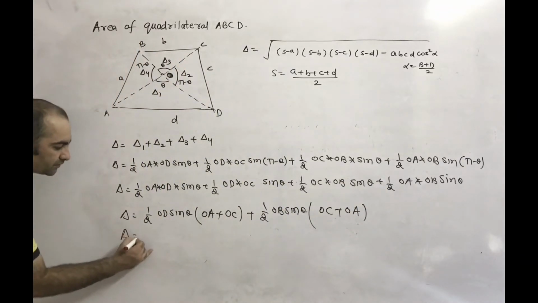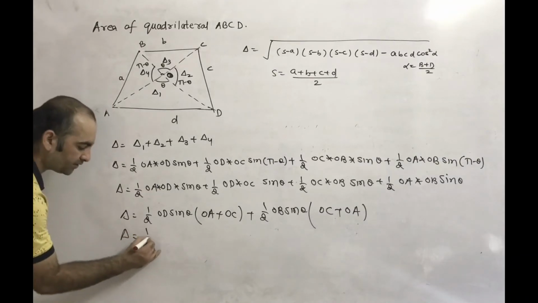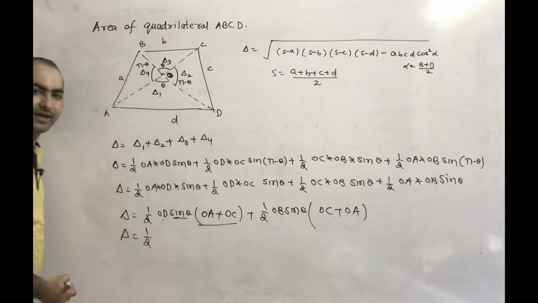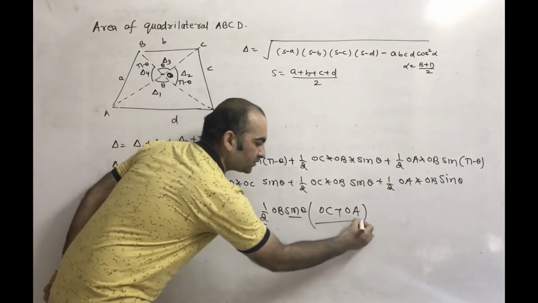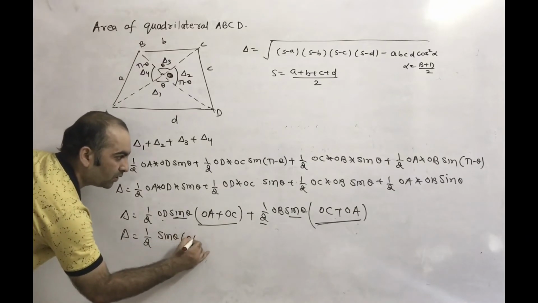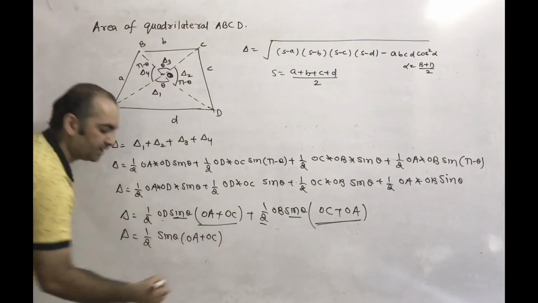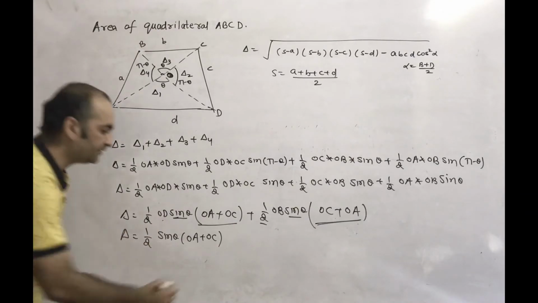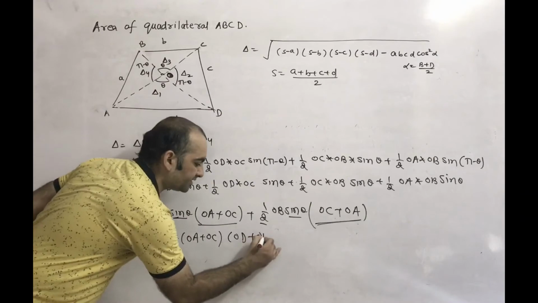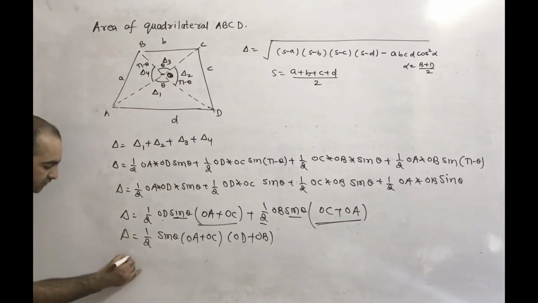So delta equal to, you can see here, 1 by 2 sine theta (OA plus OC), and here also 1 by 2 sine theta (OA plus OC). So we can take common: sine theta, in brackets OA plus OC, we are taking common. Remaining here is OD plus here OB. This is remaining.